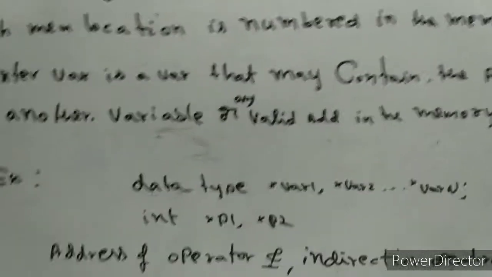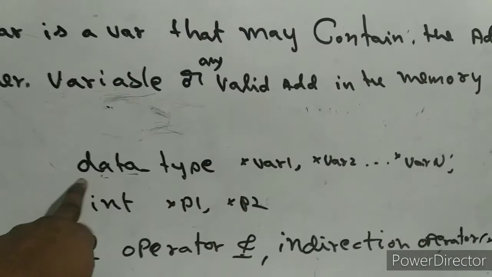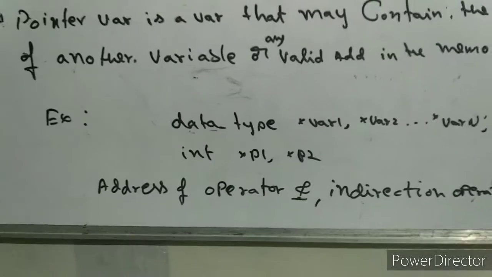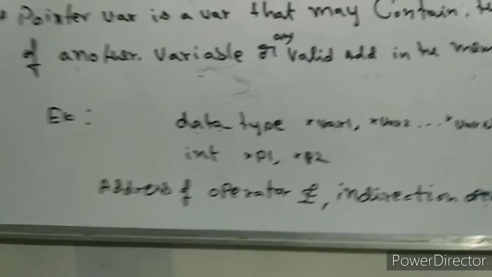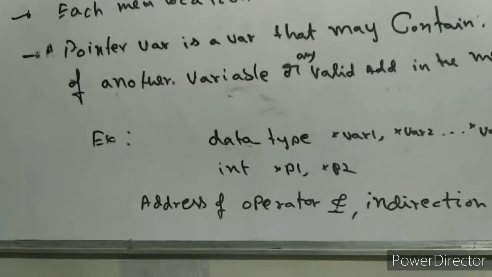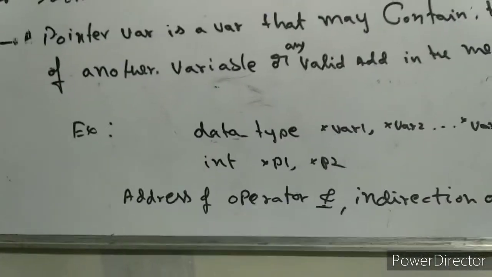For example, let us see the data types. Here we are declaring datatype *var1, var2, and then *p1, *p2. Both p1 and p2 are pointers. Here we have two pointers. Here we are using the address-of operator, which is the ampersand. This is called the ampersand.